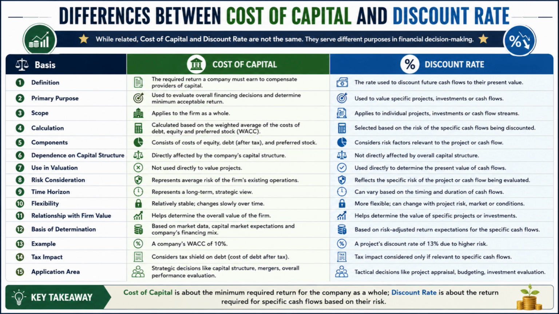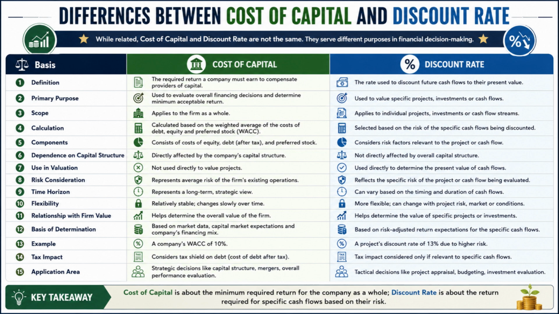Number 5. Cost of capital consists of different financing costs such as equity and debt cost, whereas discount rate mainly considers the risk and expected return of future cash flows. Number 6. Cost of capital is directly affected by the company's capital structure, whereas discount rate is not directly dependent on overall capital structure.